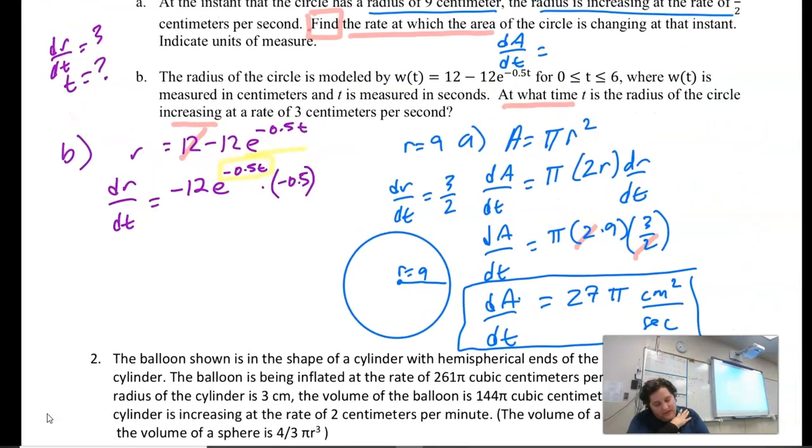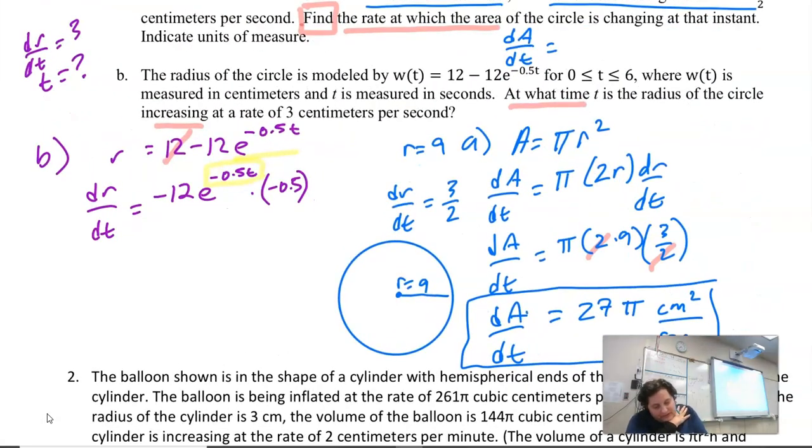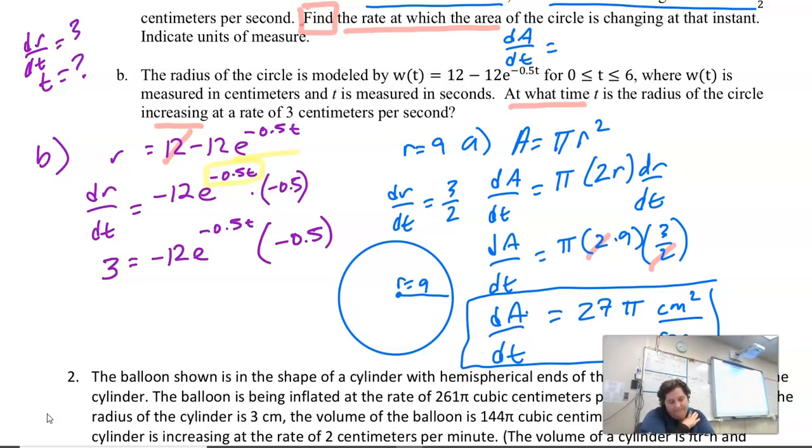Okay, so now that I've got that information, dr/dt is 3. And that's negative 12 times e to the negative 0.5t times negative 0.5. So do I have enough information to solve this? Hopefully. I'm going to combine those together first. I know a negative times a negative is a positive, and I know 12 times 0.5 is 6. All right. I divide both sides by 6. I get 1/2.